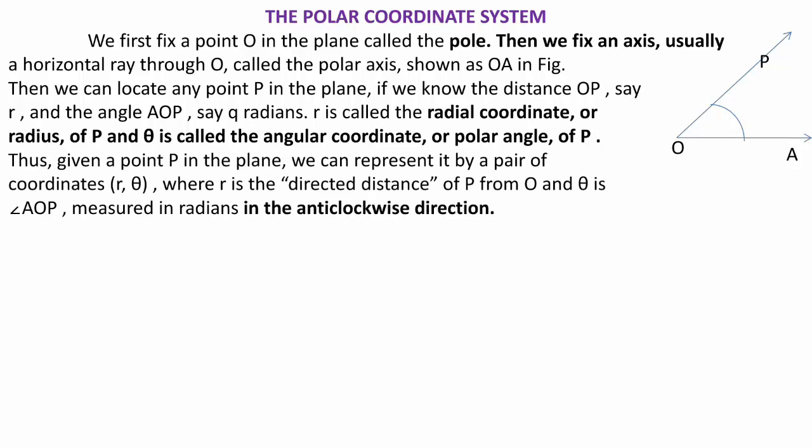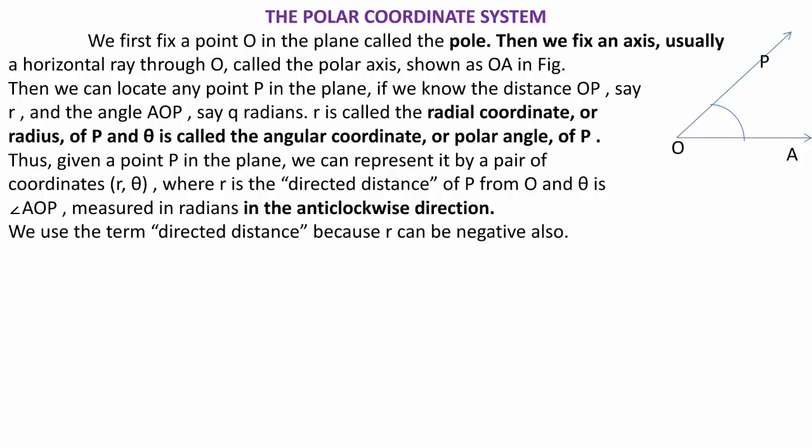Thus, given a point P in the plane, we can represent it by a pair of coordinates r and theta, where r is the directed distance of P from O and theta is the angle AOP, measured in radians in the anticlockwise direction. We use the term directed distance because r may be negative.